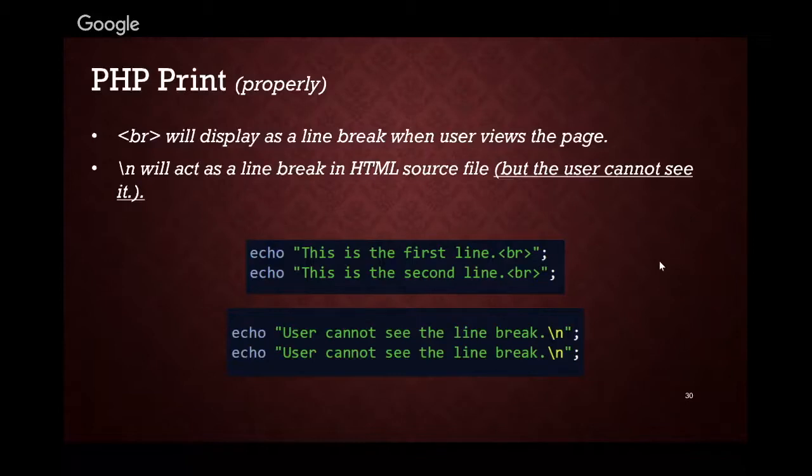Okay, actually there are 2 examples. Each one of them at least tries to put a line break, but actually one of them fails, which means that if you look at the result of these 2, one of them will be on 2 separate lines, but another one will just be on 1 line.